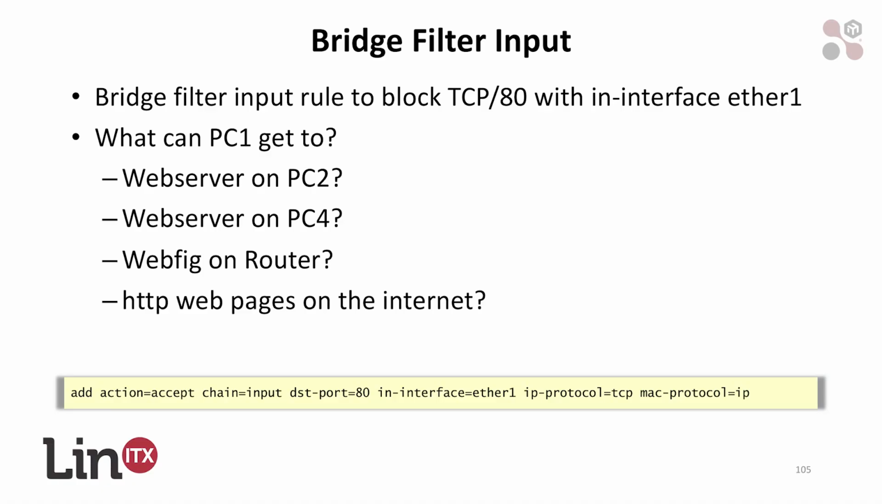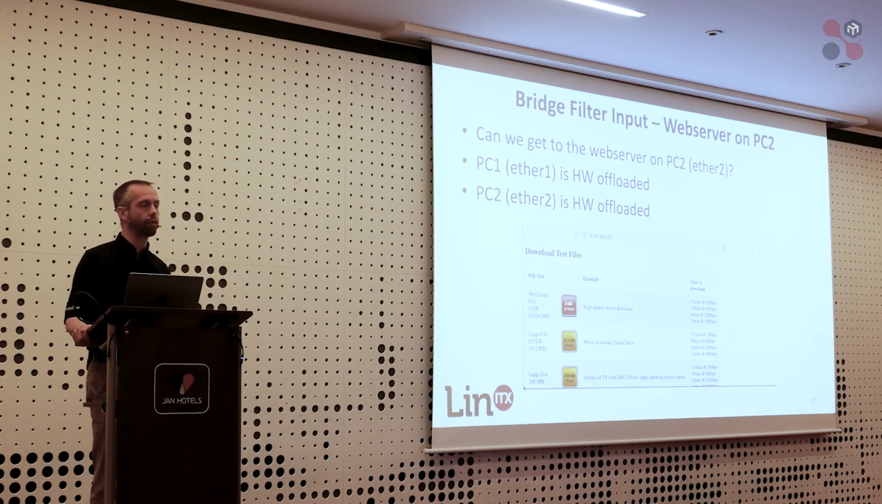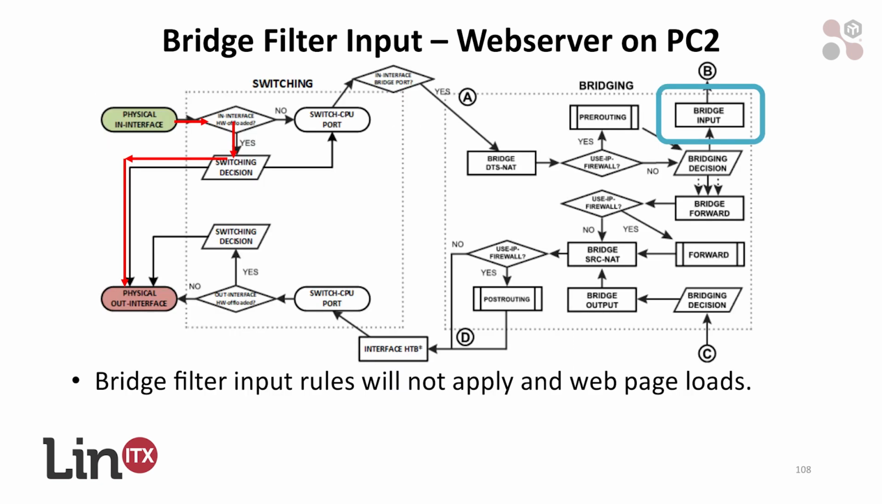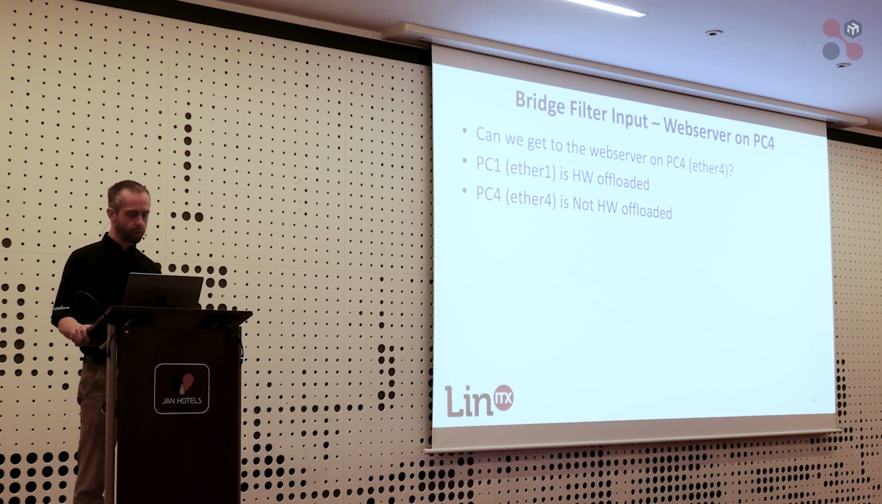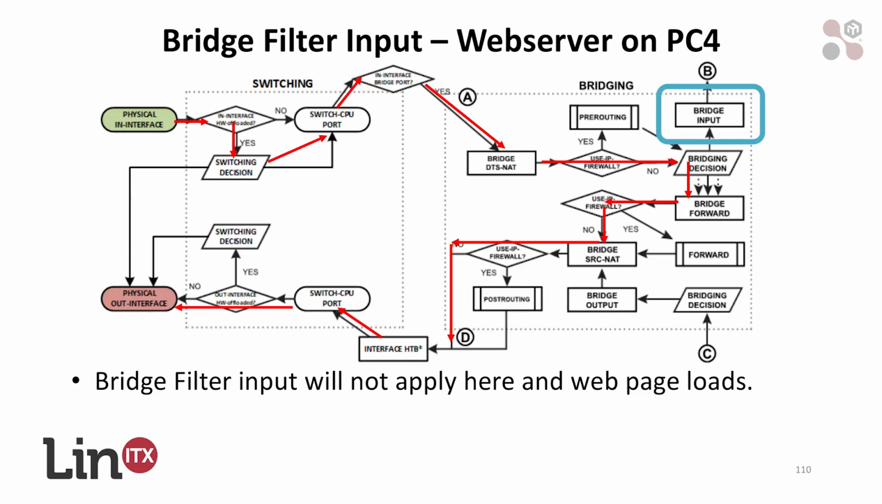Great. So, let's look at what happens when I use bridge input rules. Bridge input, do the same as before. It is sitting here in the packet flow. Can I get to the web server on PC2? Yeah, I can still load it, because as we saw before, it follows the same route, therefore it's not going to hit it. But my bridge input, is it going to block my web server on PC4? Last time we couldn't load this page, and now we can, because I have followed the forward route to the bridge function.